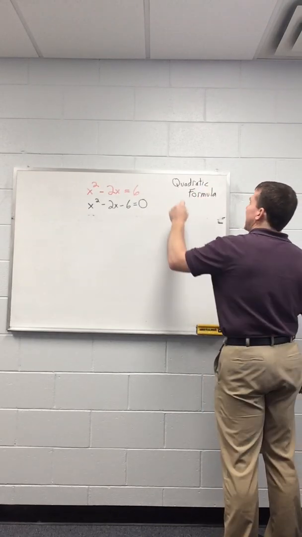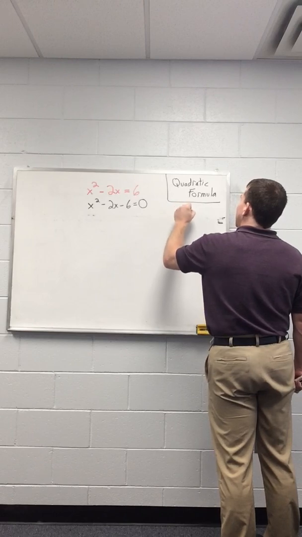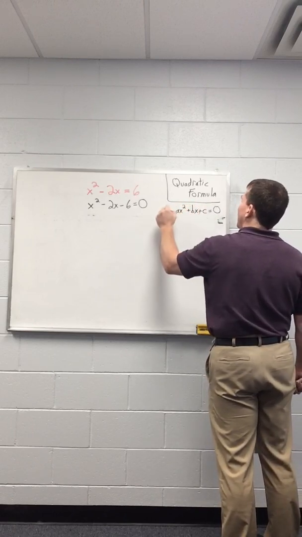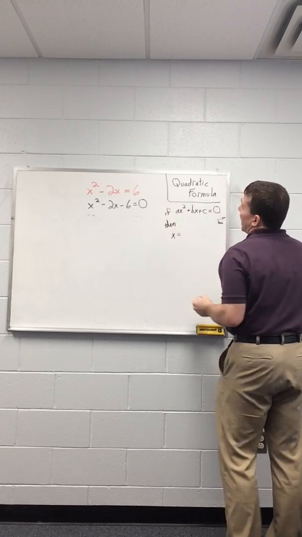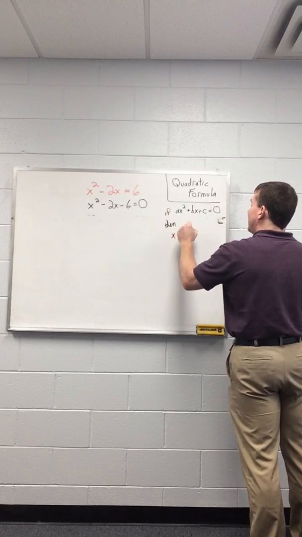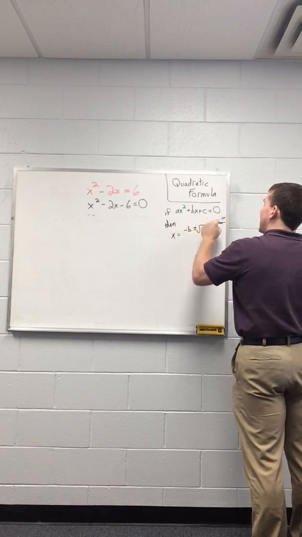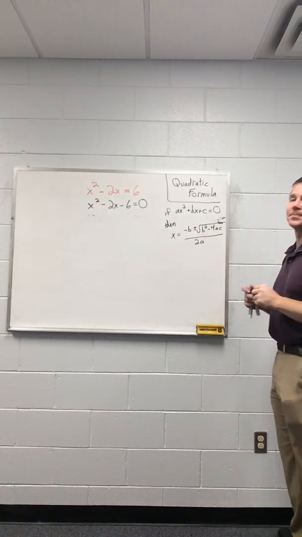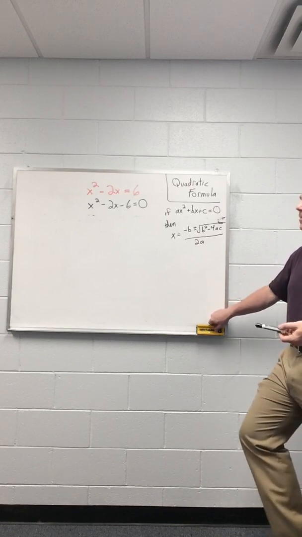And all the formula says, if you have an equation of the form ax squared plus bx plus c equals 0, then your x has to equal negative b plus or minus the square root of b squared minus 4ac all over 2a. I'm sure you've all seen this before because you start seeing it in like middle school.